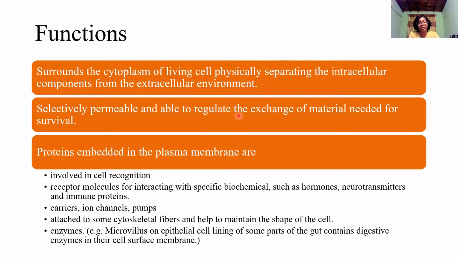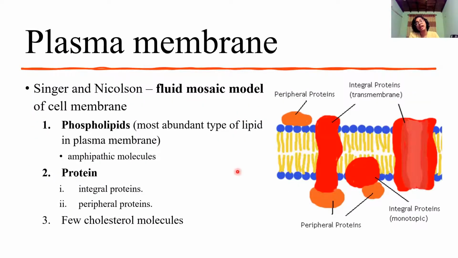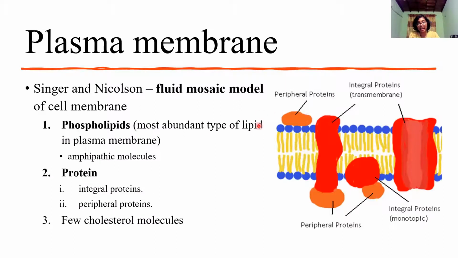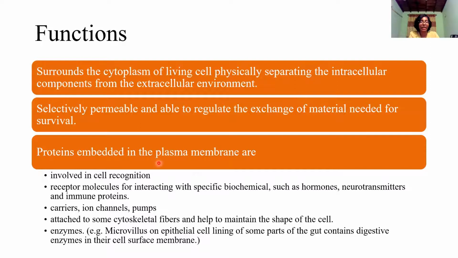Proteins embedded in the plasma membrane. As I said, there are these proteins, so let's have a look at their functions. What do they do? They are involved in cell recognition, especially on the external side of the membrane, which is facing the interstitial fluid, not the internal side. These proteins are helpful in identifying the cell, so other cells can identify this cell, maybe to exchange certain signals. So they are involved in cell recognition.